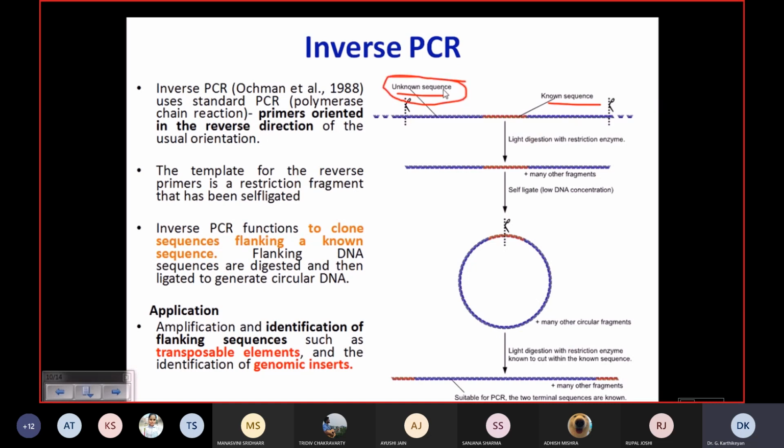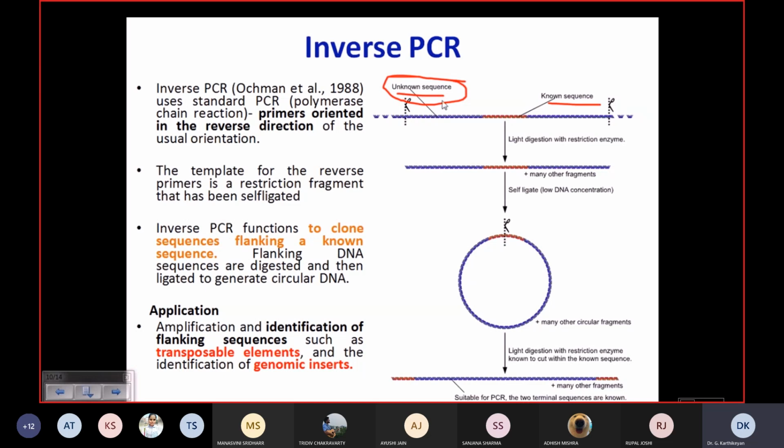So before cloning this unknown sequence, we must amplify it via PCR, but we cannot amplify any unknown sequence via conventional PCR. Why? Because in conventional PCR, we must know the sequence, because knowing the sequence is important to design the primers, right? If you don't know the sequence, how can I design the primers? In this case we don't know this segment of the sequence. It is unknown to us. So how can we amplify the unknown sequence?